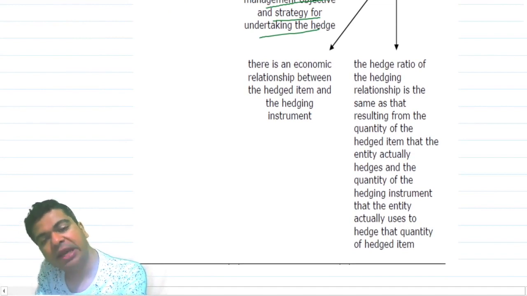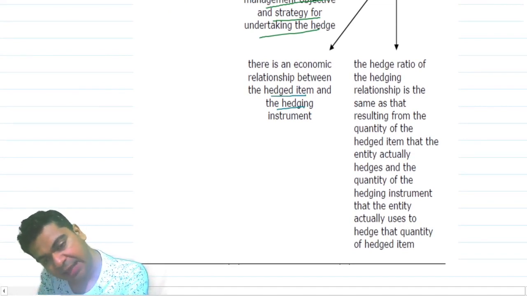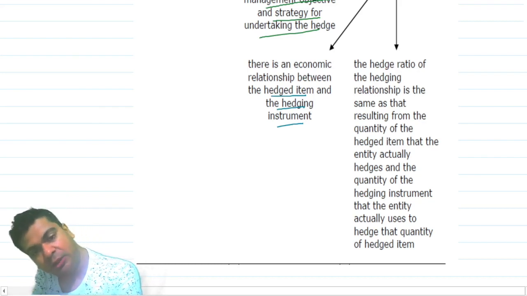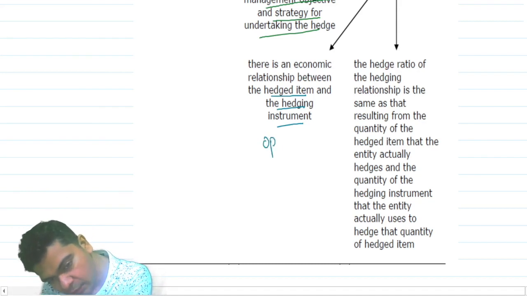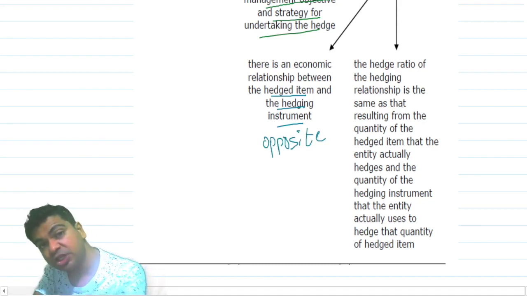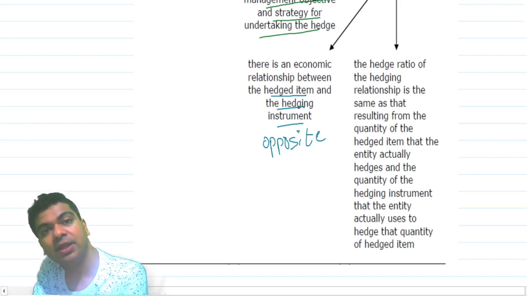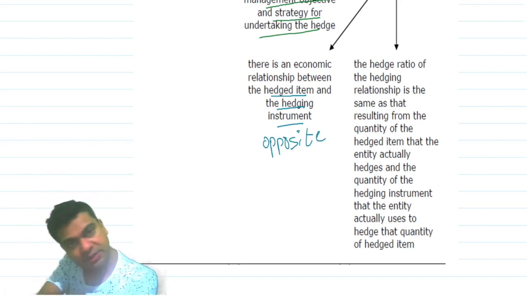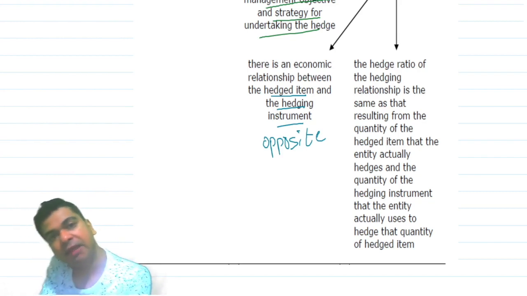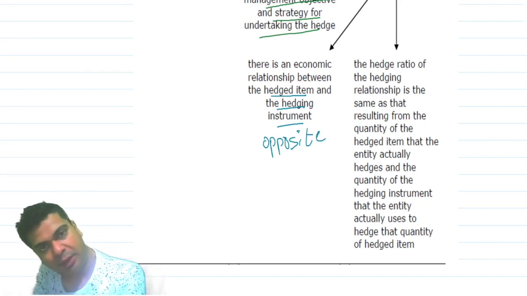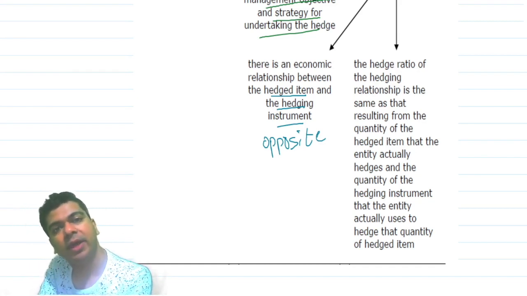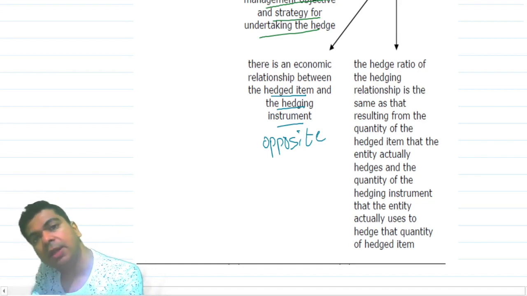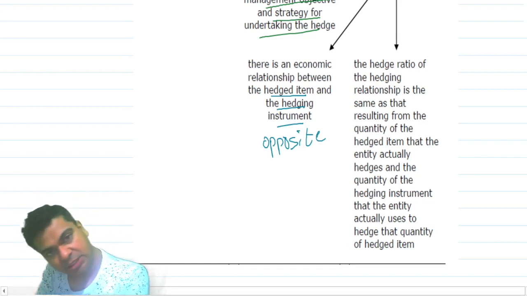There is an economic relationship between the hedged item and the hedging instrument, right? The two of them should be related. They should have an inverse relationship or an opposite relationship. Only then will the risk management tool work. If on one item there is a loss, the other item should give rise to a gain. If one item is giving a gain, another item should give rise to a loss, so that the fair value gains and losses can be offset against each other. As I told you earlier, that's the main essence of hedge accounting.